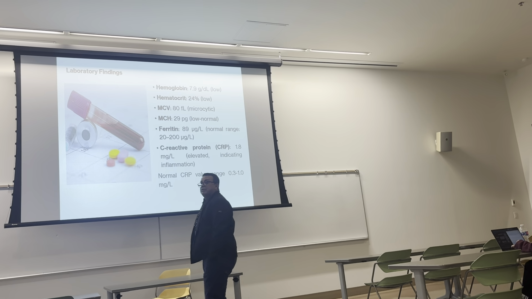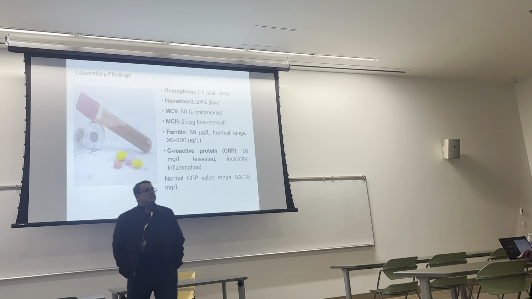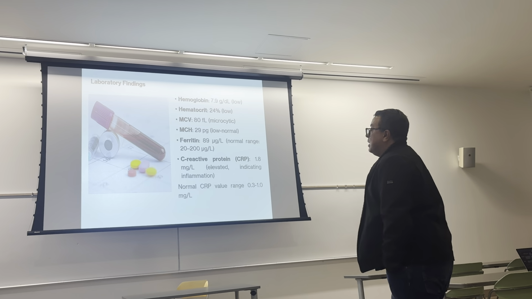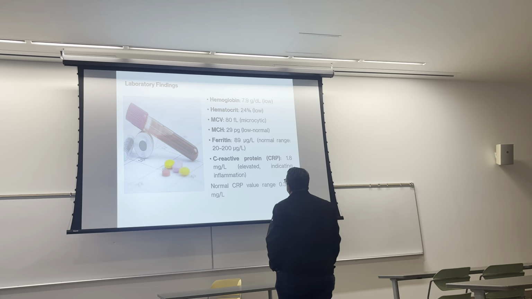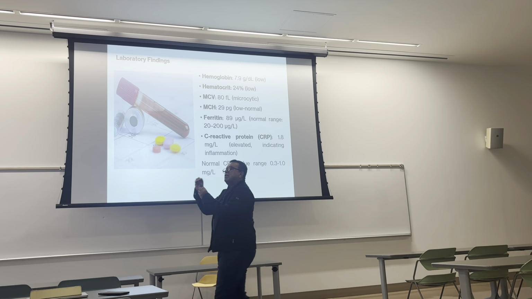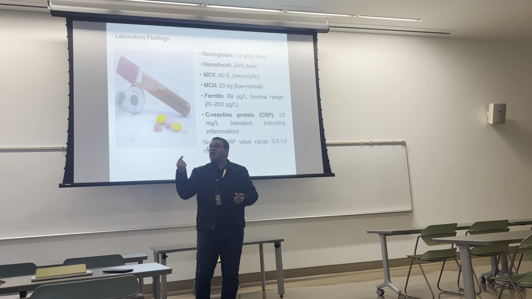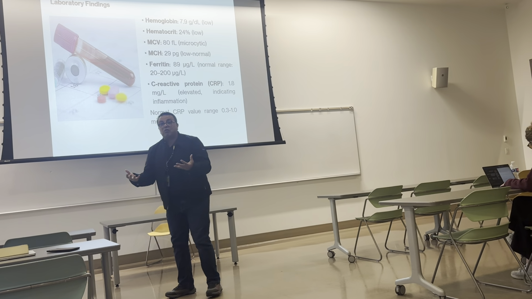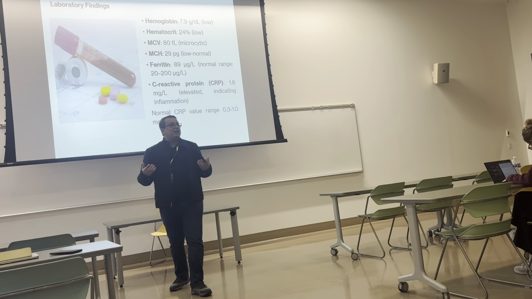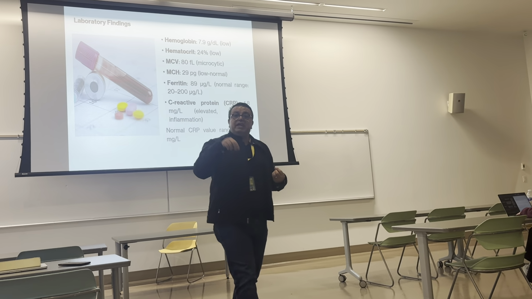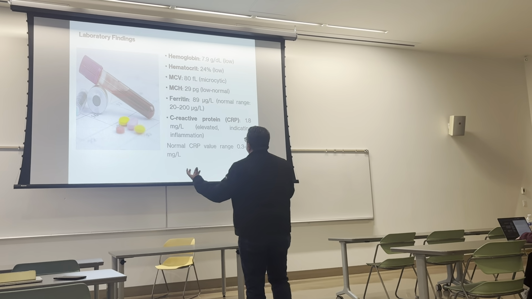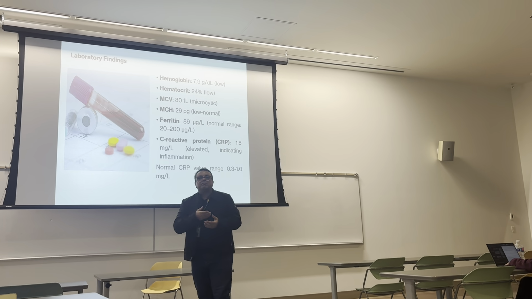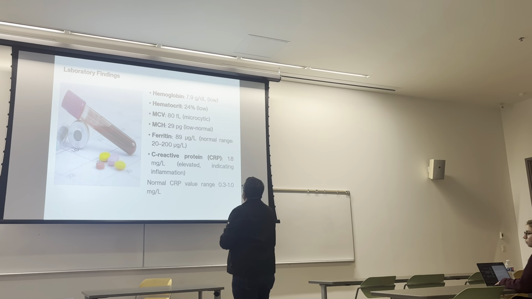MCH, what's MCH? MCH is the mean corpuscular hemoglobin. It can be calculated. It means how much hemoglobin is inside each RBC. So when I have the total number of hemoglobin divided by the number of the RBCs, I can know how much hemoglobin is inside each of these cells. So MCH is calculated by the total hemoglobin divided by the number of the RBCs.